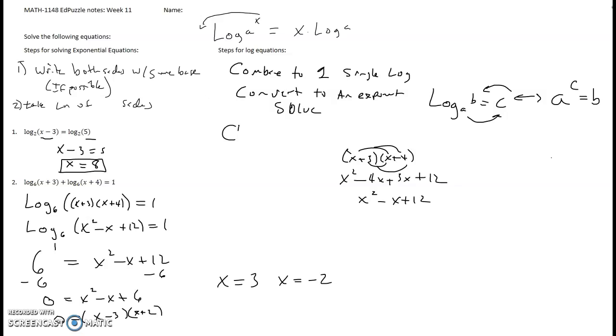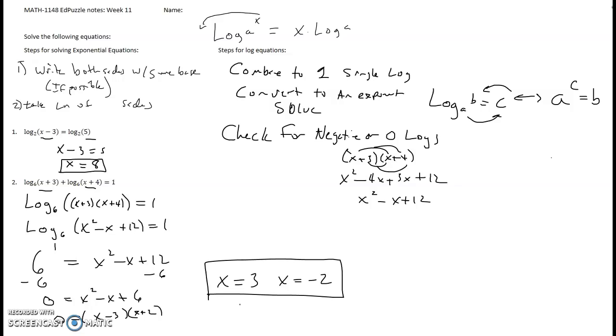The last thing we need to make sure is to check for negative logs. Because I cannot have a negative inside either of my logarithms, I take a look. If x is negative 2, negative 2 plus 1 is 1, so we're okay there. So these are going to be both of our solutions. If we had a log that worked out to be a negative inside of that logarithm, we would need to get rid of it. That would be an extraneous solution.